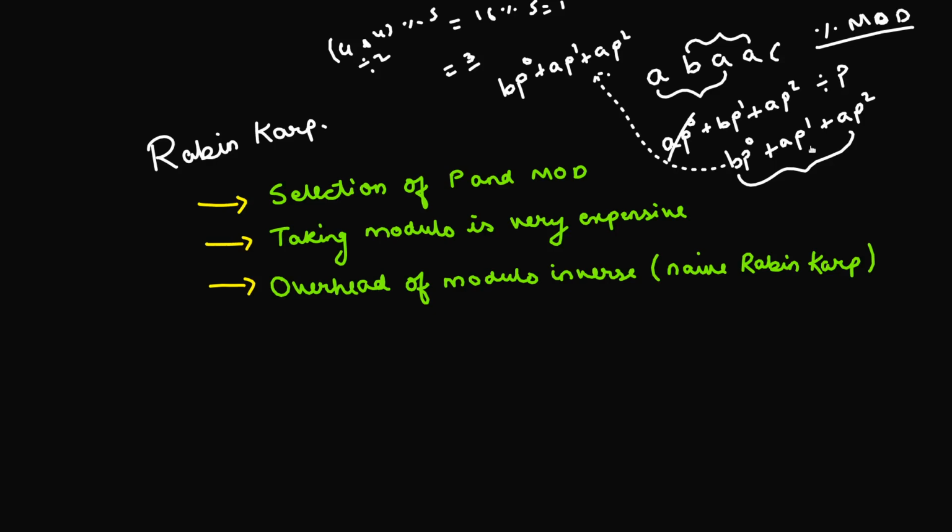So we'll see an approach in which you don't have to take the modulo inverse, and still you can compute the Rabin-Karp hash of the subsequent substrings that you have. Okay, so that's one more problem with the Rabin-Karp that we have if you use a naive Rabin-Karp.